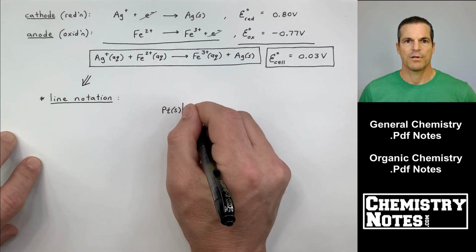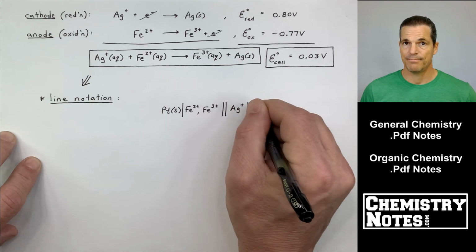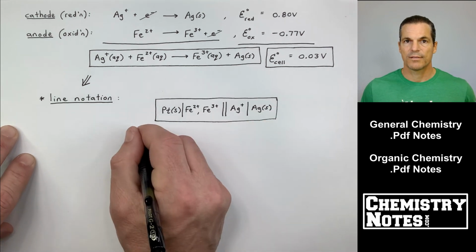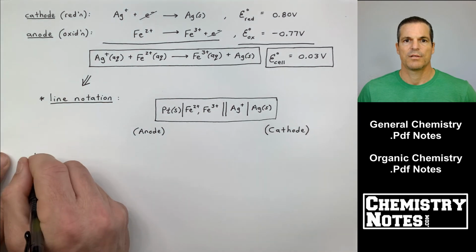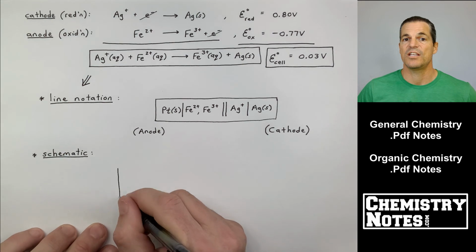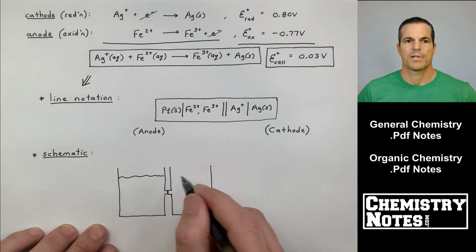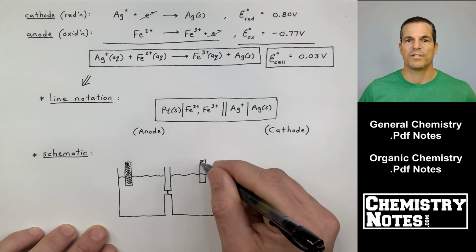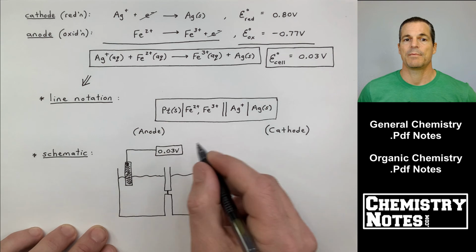Line notation: the oxidation is occurring with platinum at our electrode site. So platinum is the actual conducting metal, and Fe2+ and Fe3+ are in solution. Compartment divider, and then the cathode we have Ag+ in solution with Ag solid being our pricey electrode. All right, so now let's sketch it. The anode is on the left. These little rectangles are supposed to be little metals, right? The rectangle I draw on the left is going to be platinum.